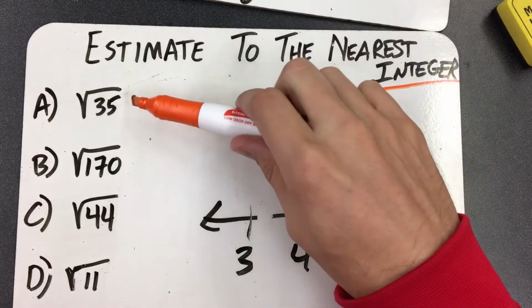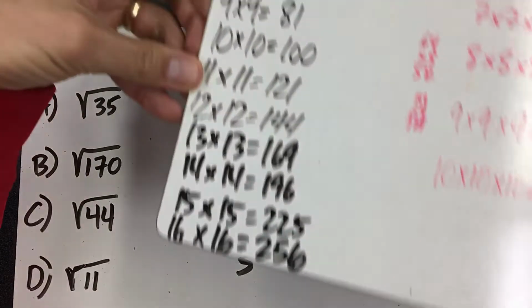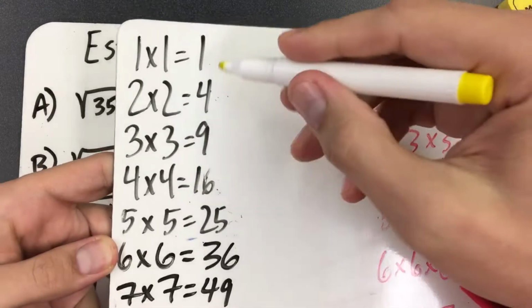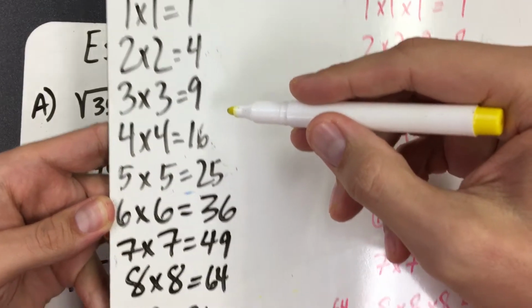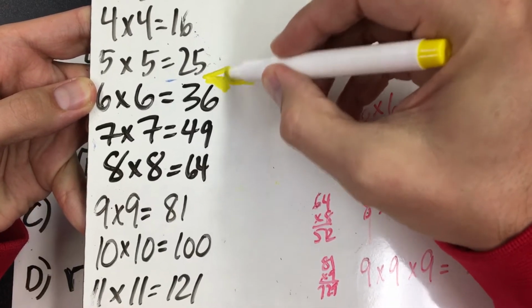Look at the first one, the square root of 35. Okay, I think I know some things that are kind of close to the square root of 35, but let me look at my chart just to help. Okay, this yellow marker's been working well for me today. The square root of 35 is really close here, right? 35 is in this range.